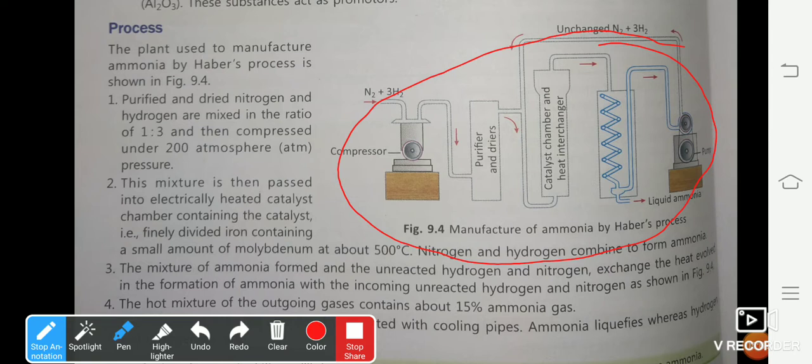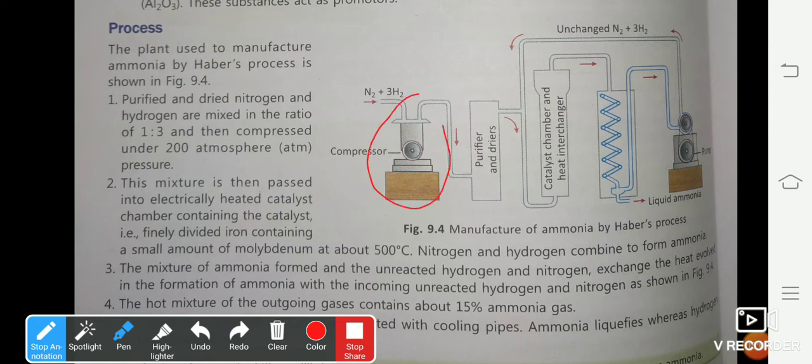Now, in Haber's process, the first chamber, if you can see, is called the compressor. Here, through the inlet pipe, hydrogen and nitrogen in the ratio of 1 is to 3, that is 1 volume of nitrogen and 3 volumes of hydrogen are passed and compressed under a pressure of 200 atmosphere. Once both the gases are compressed, it is passed to the second chamber, which is an electrically heated catalyst chamber containing catalyst.